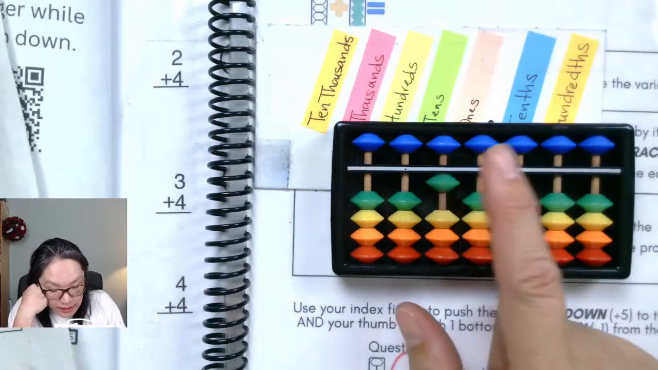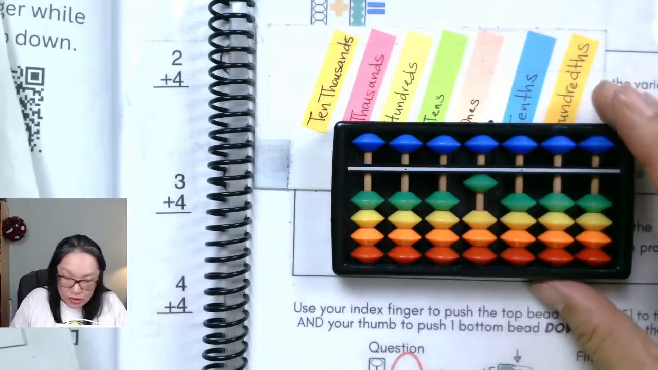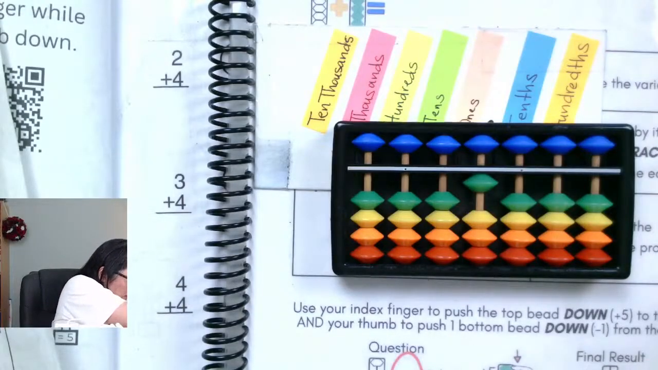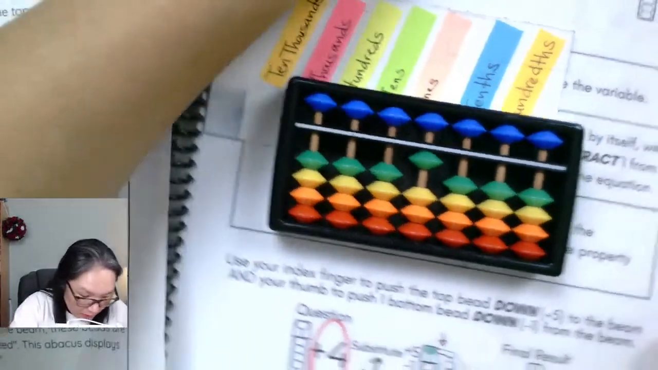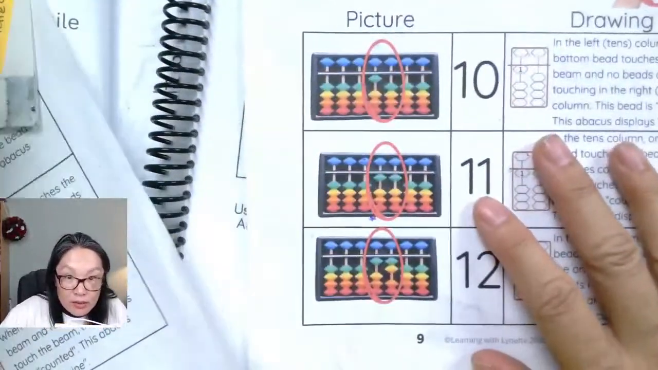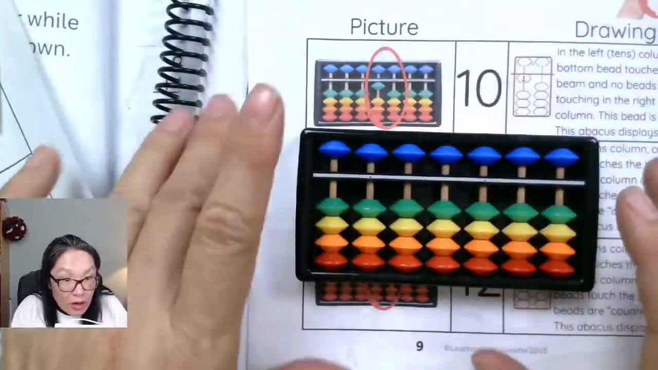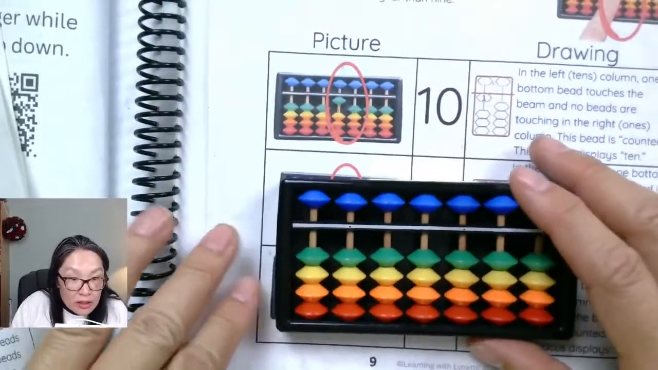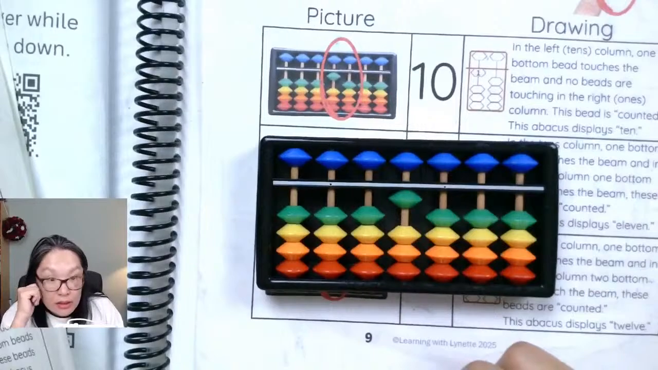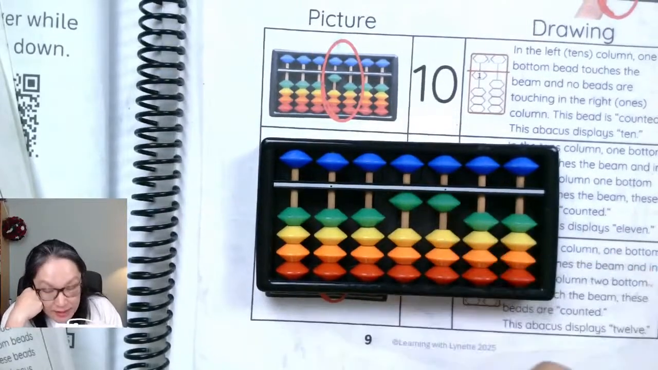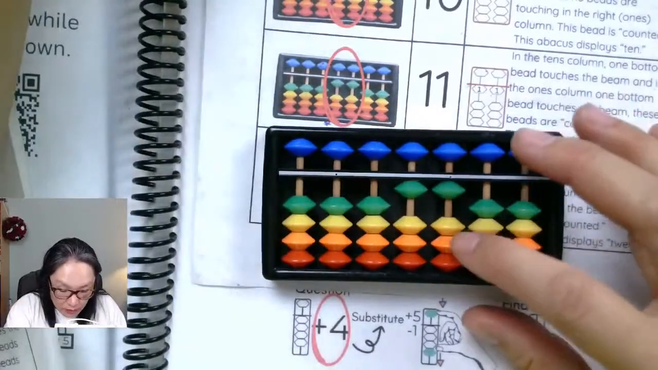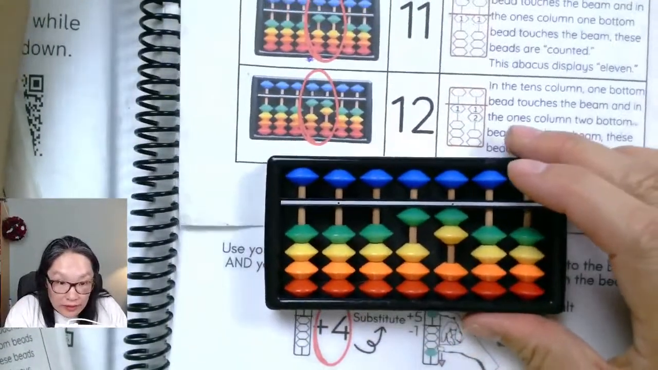10 looks like this. 10 looks like that. Just as we write the number 10, a 1 and a 0, it's a 0 and a 1. So this is 10. That's what 10 looks like. And then this is 11, just as we write 11. And then 12. We have 12.